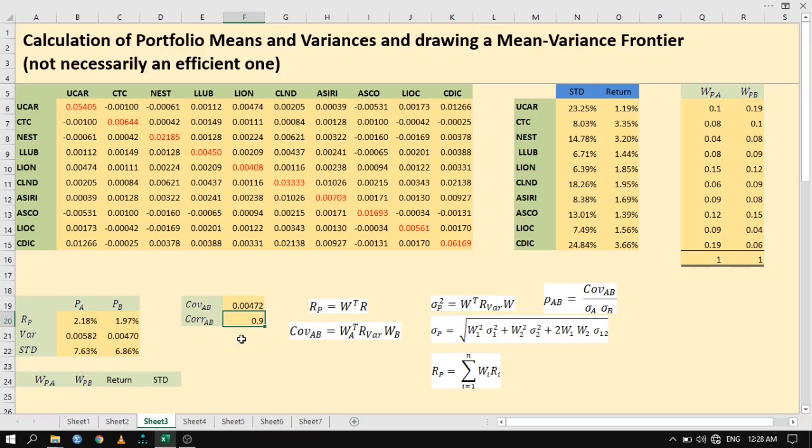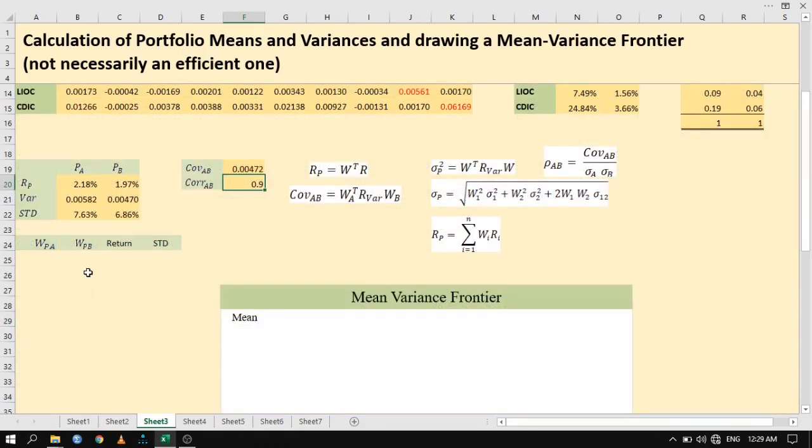Now, based on these two portfolios that we have just created, we are going to create another set of portfolios, or a series of portfolios, so that we can plot those risk and return profiles in a graph in order to derive the mean variance frontier. For that purpose, we need the risk and return profile of several combinations of portfolios. So I am going to create some imaginary portfolios.